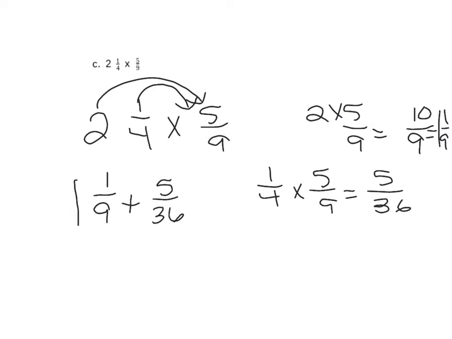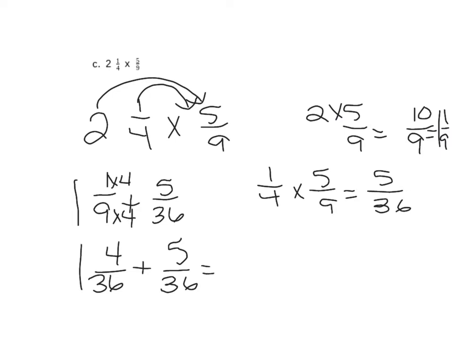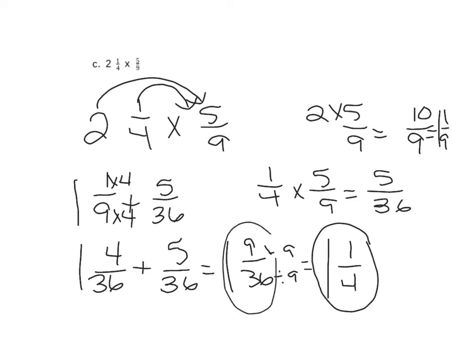So I need to change 9 to 36 so that I can have common denominators in order to add. So I'm going to do 9 times 4 is 36. 1 times 4 is 4. So I have 1 and 4/36 plus 5/36 equals 1 and 9 over 36. Now we can also simplify this by dividing 9 and 36 both by 9. And we get 1, and 9 divided by 9 is 1. 36 divided by 9 is 4. So the answer is 1 and 1/4 or 1 and 9/36. Both of them are equivalent and correct.